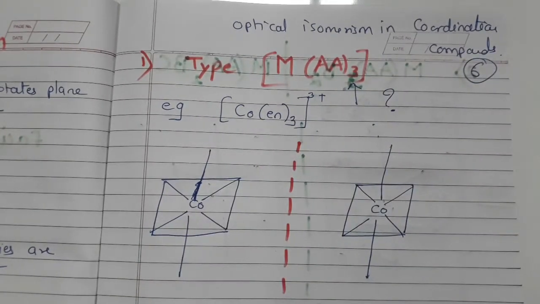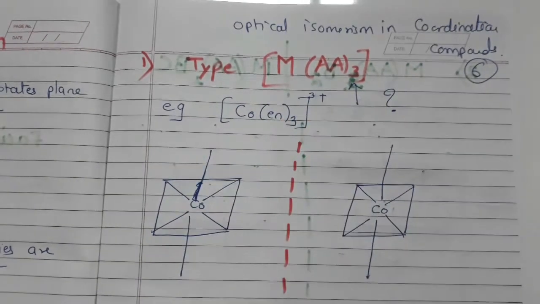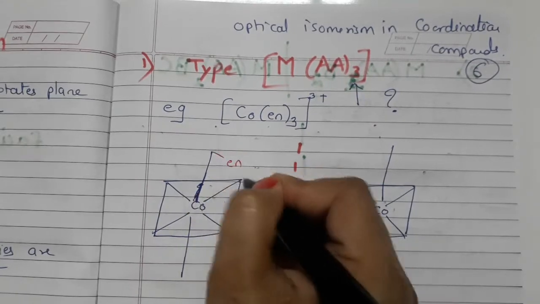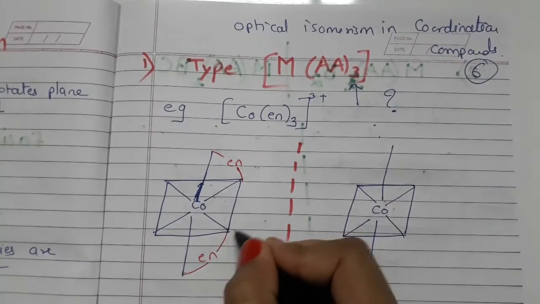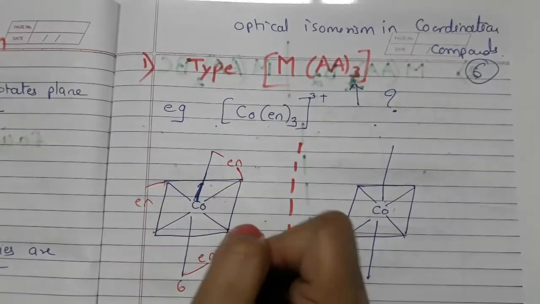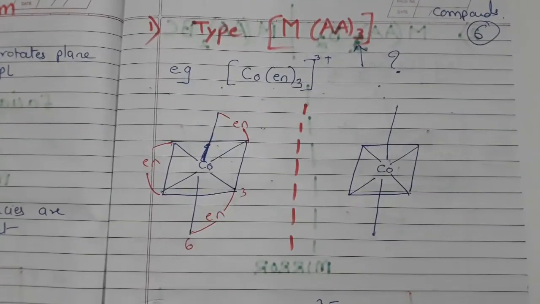The first combination is of the type AA3. I have written the example also. Now, how do we draw the structure of this compound? We have cobalt over here and I write En between the first and second position. I write En between the third and sixth position and I write En between the fourth and fifth position. Now, this is one of the structures which I have drawn.